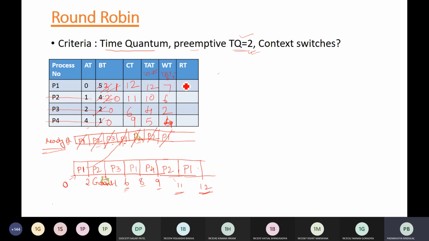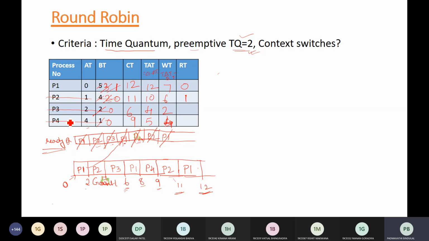Response time, so it is nothing but the difference between the time the process received the processor for the first time minus the arrival time. So for the P1 process, it received the processor for the first time at instant 0, and its arrival time is also 0, so response time will be 0. For the P2 process, it got the CPU for the first time at 2 seconds, and its arrival time is 1, so 2 minus 1, that is 1.